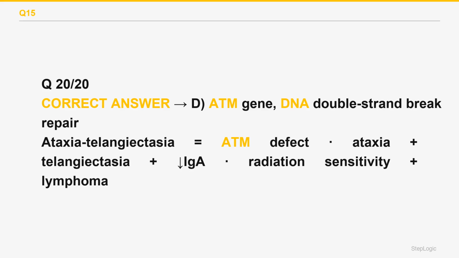The triad of ataxia, telangiectasia, and immunodeficiency with low IgA, plus radiation sensitivity, cancer predisposition, and elevated AFP defines the condition, and the failure of ATM-mediated DNA double-strand break repair is the unifying mechanism. This is one of the DNA repair defect syndromes, alongside xeroderma pigmentosum, a nucleotide excision repair defect, and Fanconi anemia. The ATM gene defect in DNA double-strand break repair underlies ataxia telangiectasia.